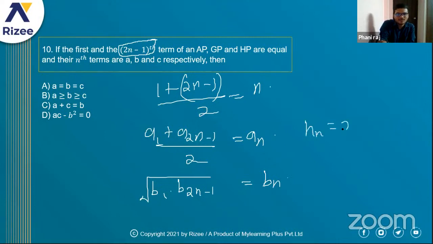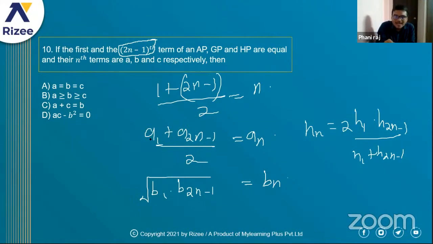Similarly, Hn is equal to 2 times H1 into H2n minus 1 by H1 plus H2n minus 1. It's easy to see that these two are true. This only occurs for A1 and A2n minus 1, or A2 plus A2n minus 2, even in that case also. But the average of both of them must be n. Only in those cases will this hold true.